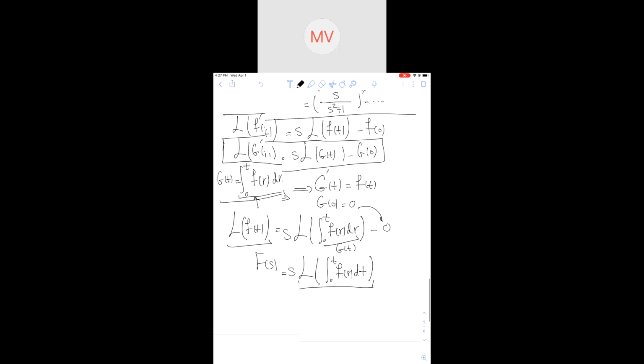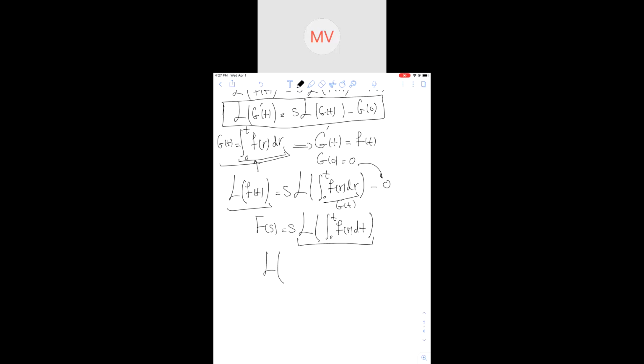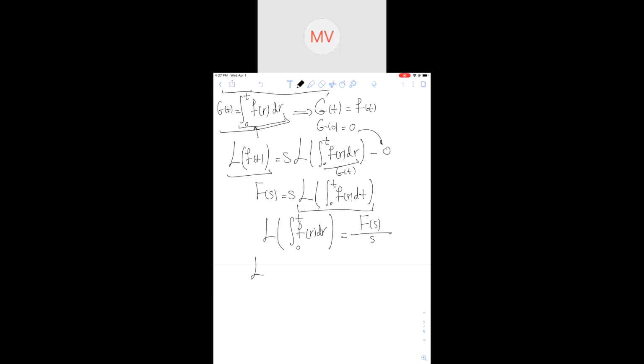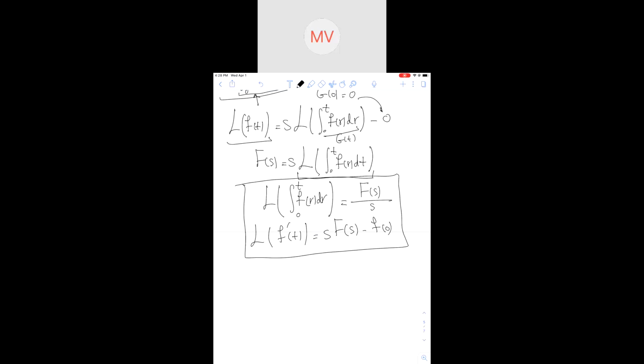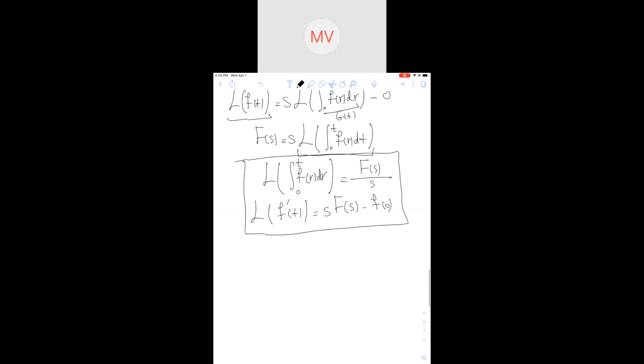Now, if we solve for that, all we have to do is divide by s. So here's the integral formula, similar to the derivative. The Laplace of the antiderivative of f is F of s divided by s. Let me write down the derivative one so you can compare it. The derivative one was s F of s minus f of 0. So the top one is integral, the bottom one is derivative. Okay. So that's another one. Let's do an example.